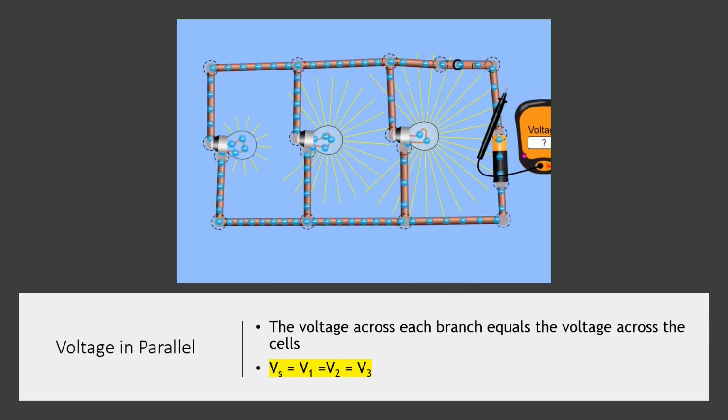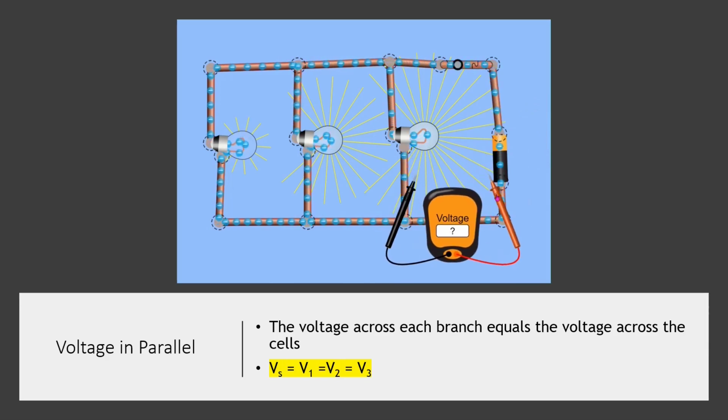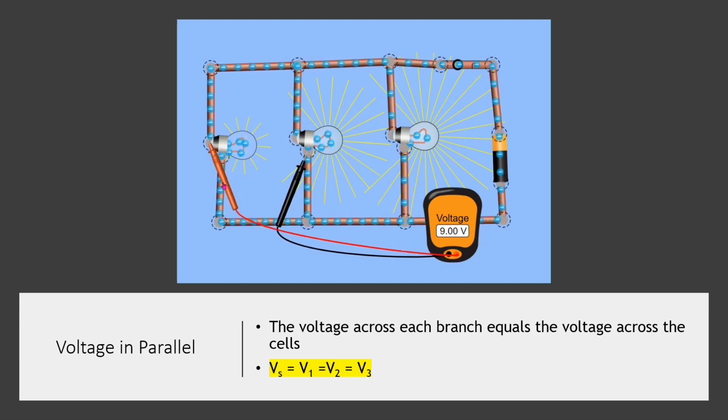So let's see if this works. I must make sure I connect it to the right side. So here's my voltage across the cell. That's like my Mars bar factory. That's giving me a voltage of 9 volts. So what would you expect across each lamp? Well, let's try it. And I'm hoping that you'll predict that this one is 9 volts. This lamp, 9 volts.